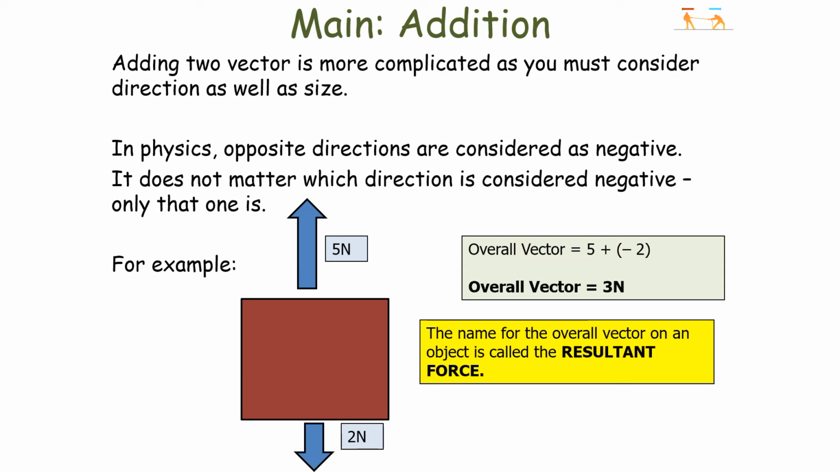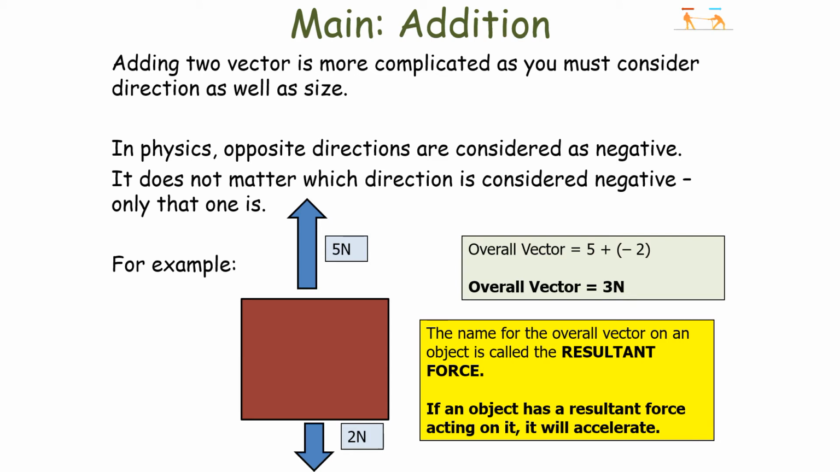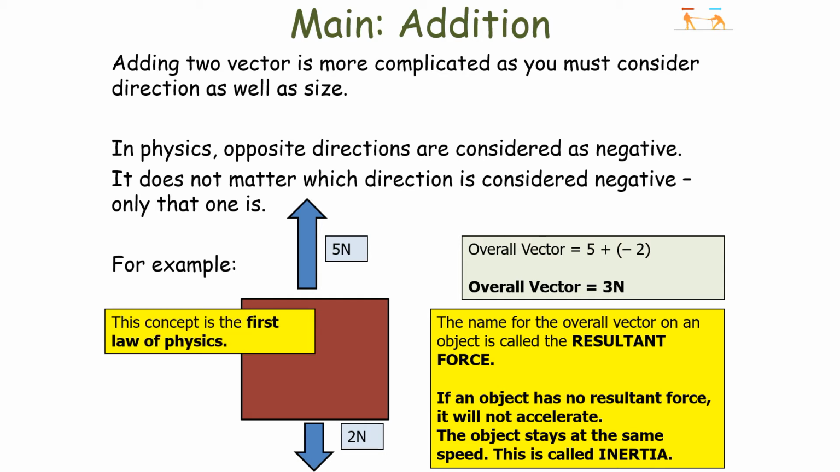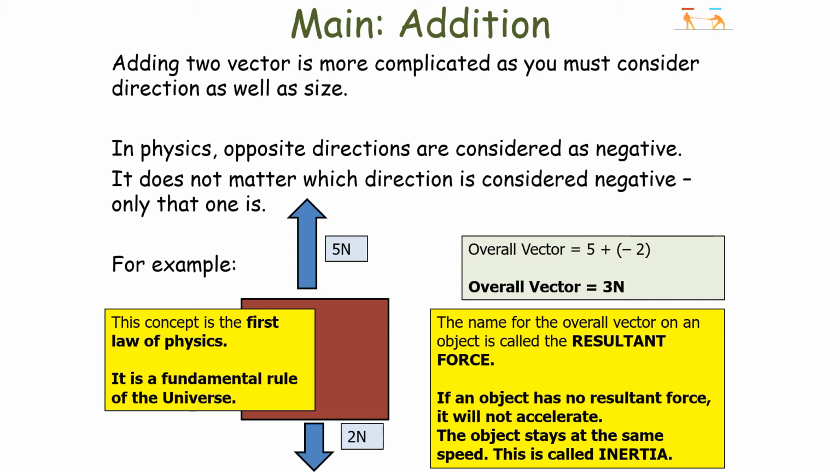Now the name for the overall vector on an object can be called, if it's a force vector, the resultant force on the object. Now if an object has a resultant force acting on it, the object will accelerate. If an object has no resultant force acting on it, it will not accelerate. This means the object will stay at the same speed. Now the principle in physics which indicates that if there's no resultant force on an object it will stay at the same speed is called inertia, and this concept is actually called Newton's first law of motion, or the first law of physics. It's a fundamental rule of our universe.